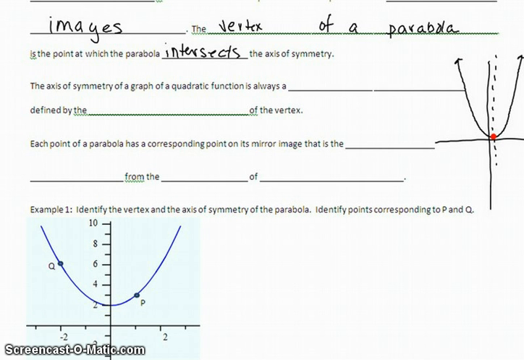Now the axis of symmetry of a quadratic function is always, and we talked about this, a vertical line defined by the x coordinate of the vertex. So in this case, my vertical line is defined right here by that. So if this is at 1, my axis of symmetry is x equals 1.